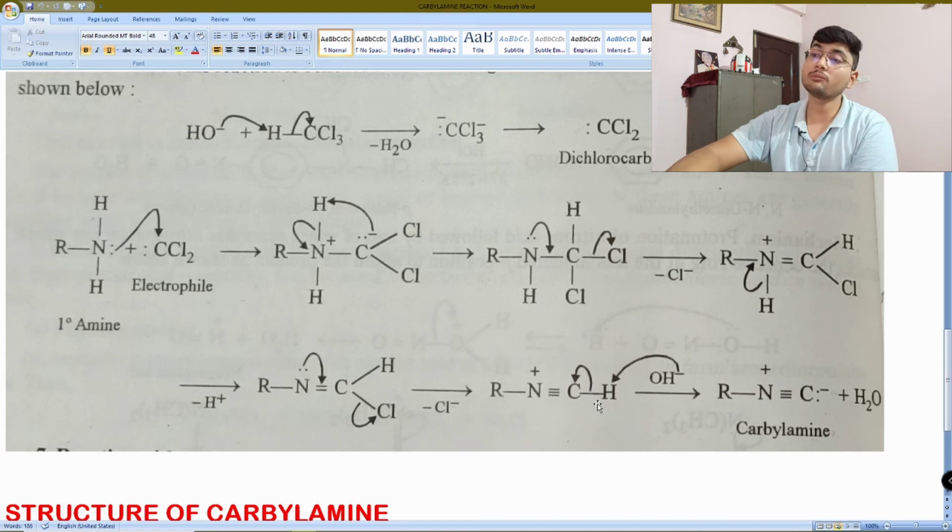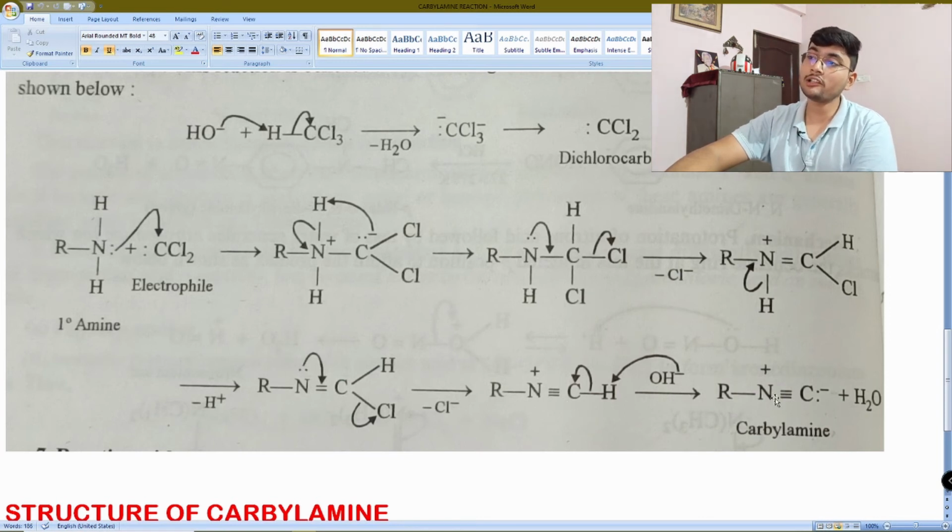All right, it will remove the hydrogen bonded to the carbon atom. So what will then happen? If it removes the hydrogen from the carbon atom, the carbon atom will have a negative charge, because the hydrogen has been broken off as H plus. Okay, so now the final product is somewhat like this.